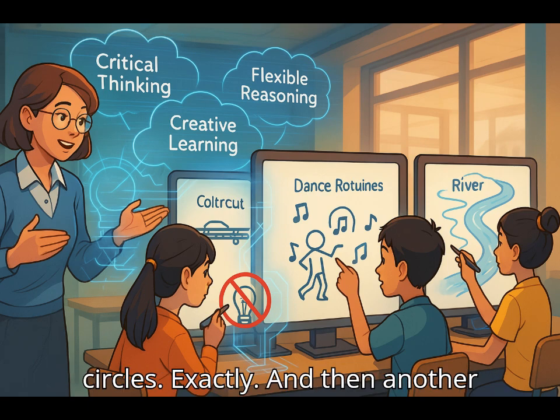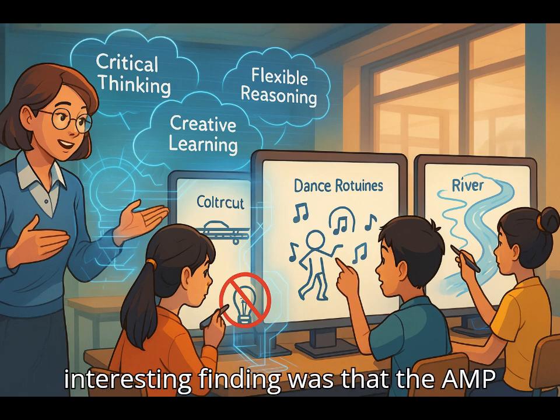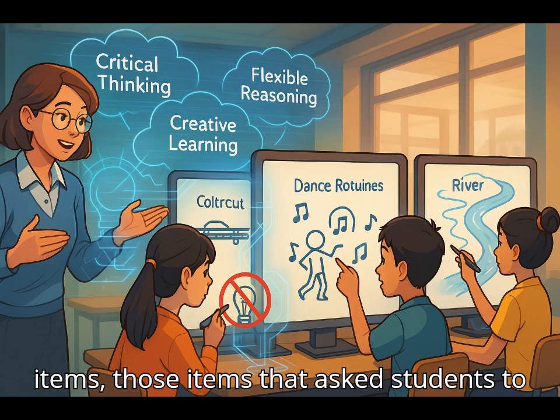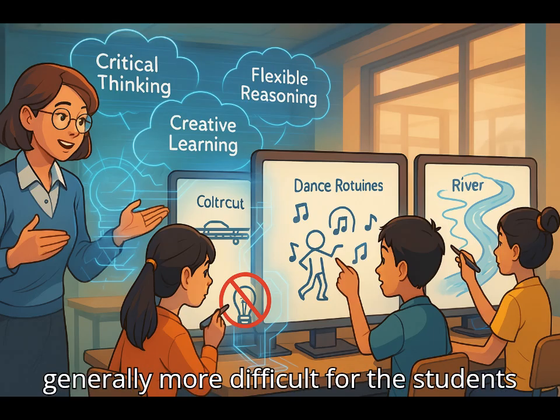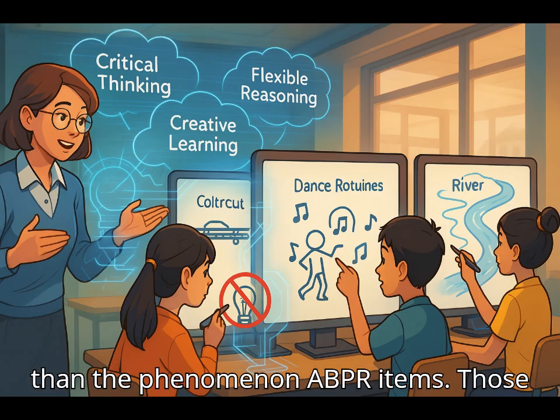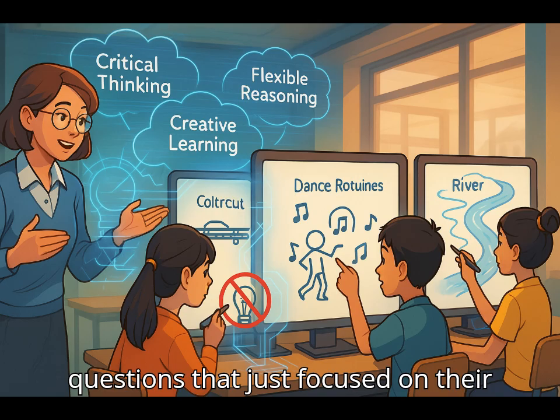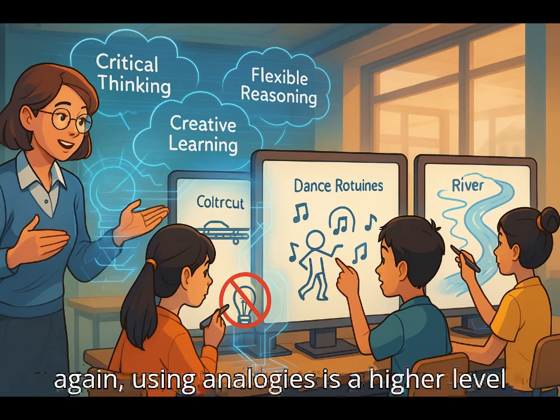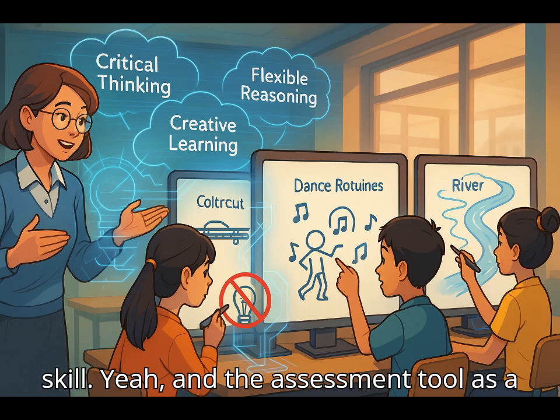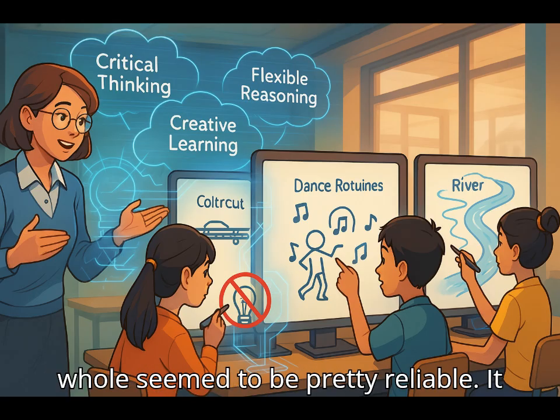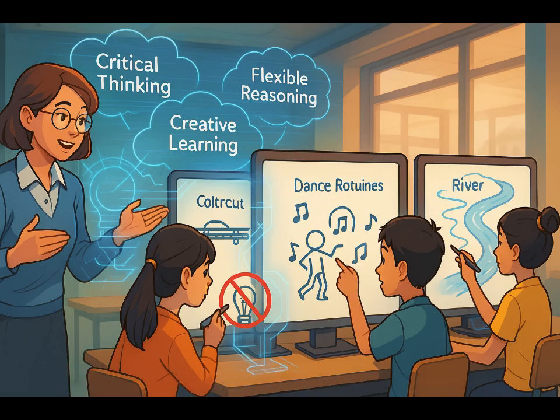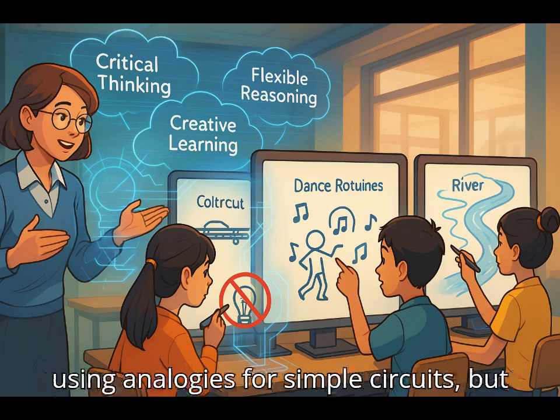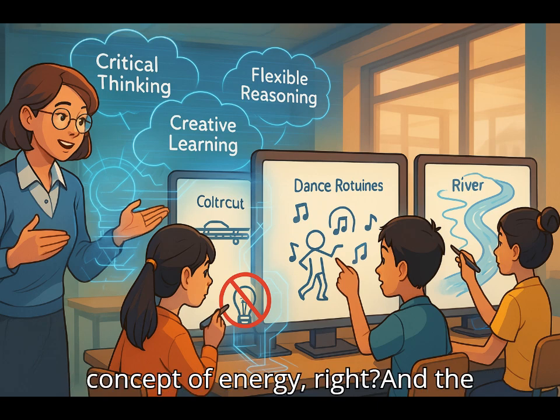Exactly. And then another interesting finding was that the AMP items, those items that asked students to actually use analogies, were generally more difficult for the students than the phenomenon items, those questions that just focused on their understanding of the science concept. So again, using analogies is a higher level skill. Yeah. And the assessment tool as a whole seemed to be pretty reliable. It did. They also found that the students, as we've been discussing, were better at using analogies for simple circuits, but they struggled more when it came to the concept of energy.